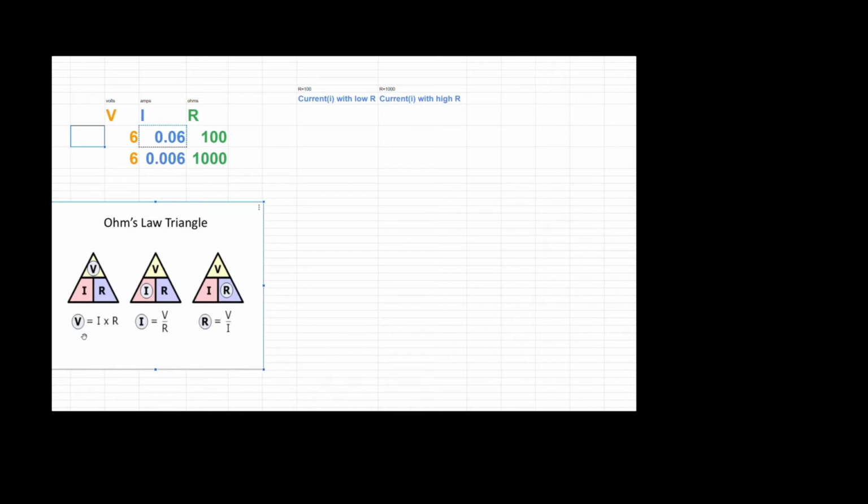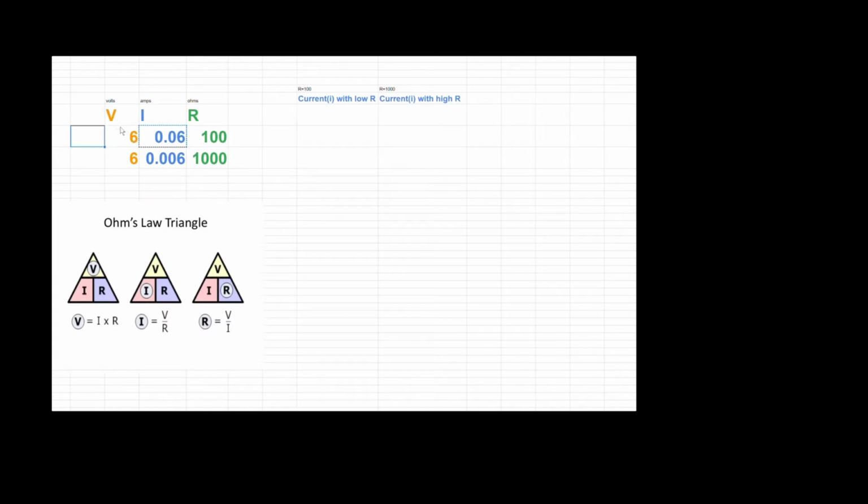Ohm's law is V is equal to I times R. So voltage is equal to current times resistance. If I don't know what volts is, then I get my current and I multiply by my resistance. If I don't know what my current is, then I get my voltage and divide it by resistance. And if I don't know what my resistance is, then I get my voltage and I divide it by my current. Okay?